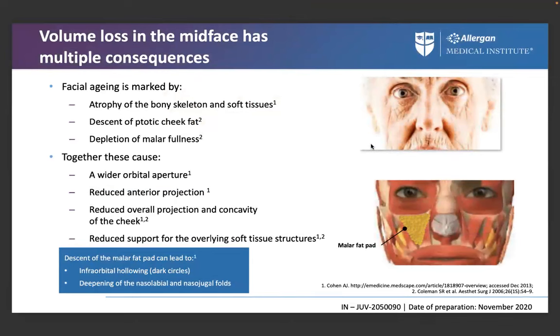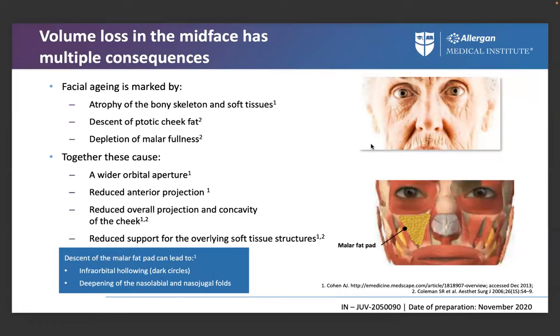Now, volume loss in the mid-face has multiple consequences. So what are the results? Facial aging is marked by atrophy of the bony skeleton and tissues, descent of the ptotic cheek fat, and depletion of malar fullness. Together, these cause the orbital aperture to widen and reduce anterior projection, which is why there is a flattening of the anterior malar area, reduced overall projection and concavity of the cheek. So the cheek becomes flat.